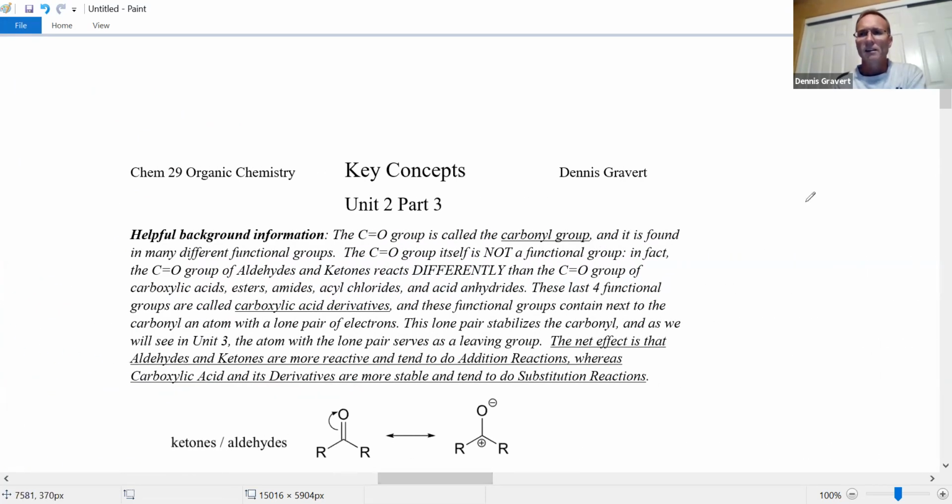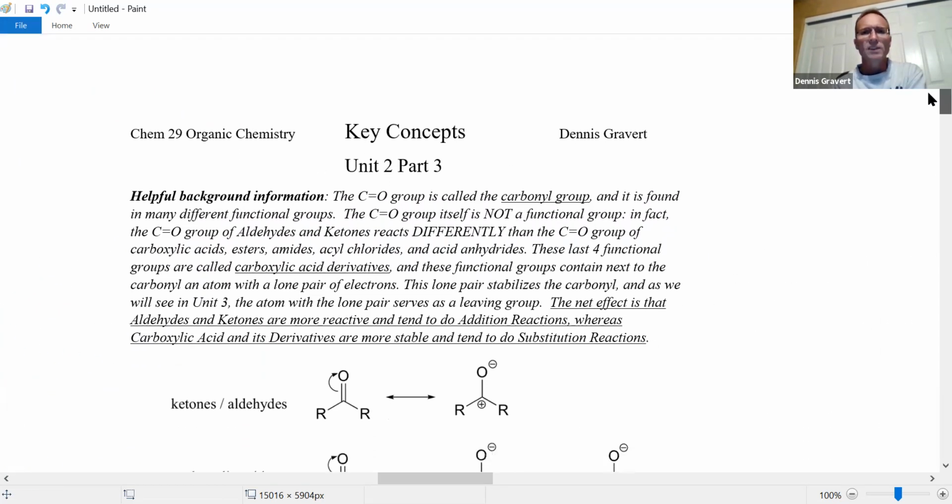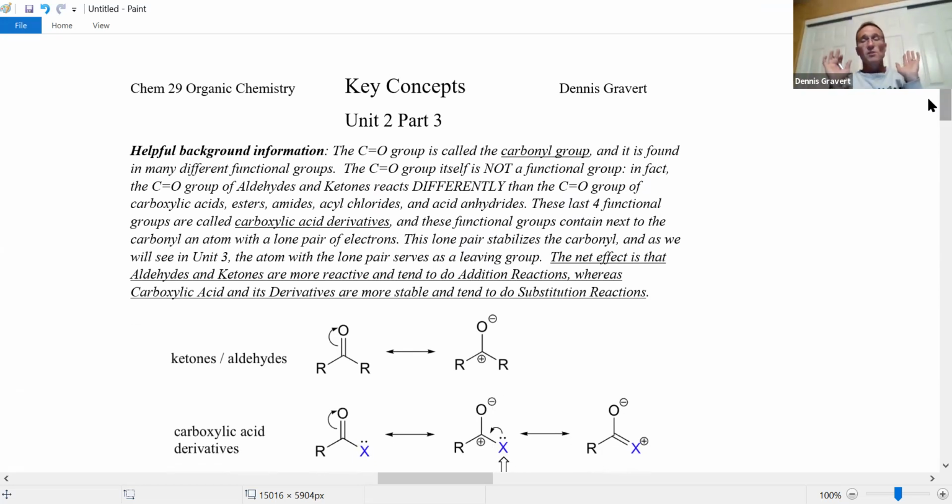Okay, we're actually going to begin, just kind of preview in a sense, the last key concept for Unit 2. Technically, it's Unit 2, Part 3. And there's some verbiage here. You can read this paragraph on your own. I'm going to just hit the highlights here.